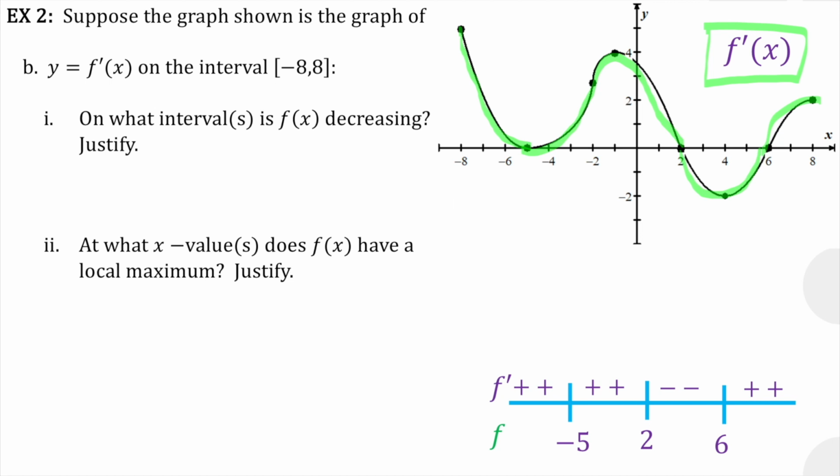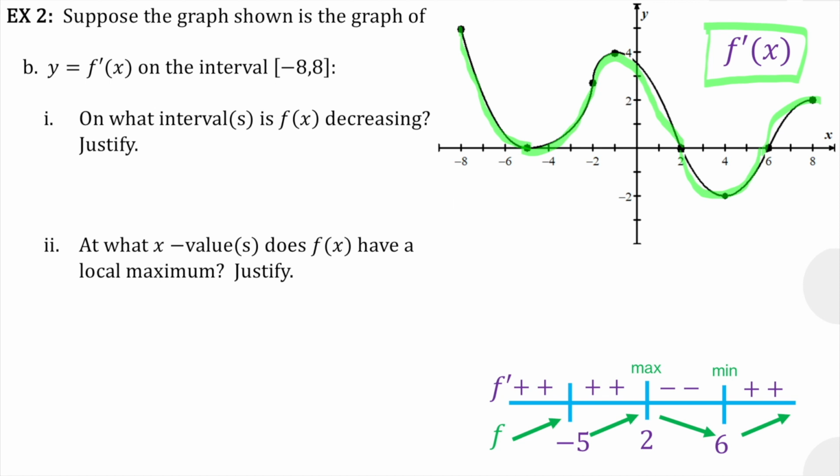What does that tell us about the parent graph? It means that up until -5, the parent graph is increasing. And then between -5 and 2, well, it's still increasing. Between 2 and 6, it's decreasing. And then from 6 to 8, it's increasing again, which means we're going to have a minimum at 6 and a maximum at 2. With all that in mind, let's go answer our questions.